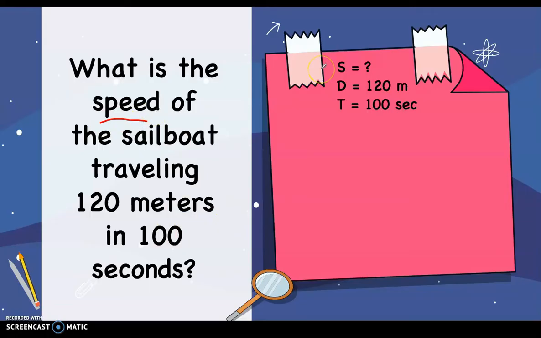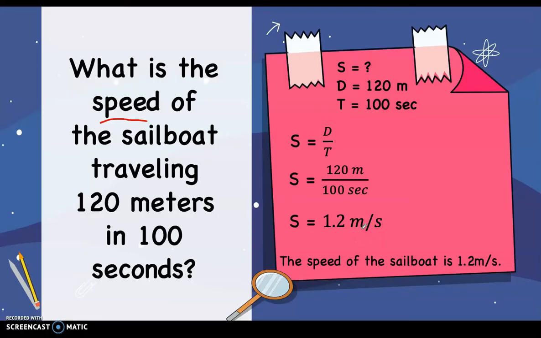So we find for the speed, the formula for that is distance divided by time. Then we substitute the given, which is the distance is 120 meters and the time is 100 seconds. We divide 120 divided by 100. We will get 1.2. Then you just write meter over second. So 1.2 meters per second. So the speed of the sailboat is 1.2 meters per second.